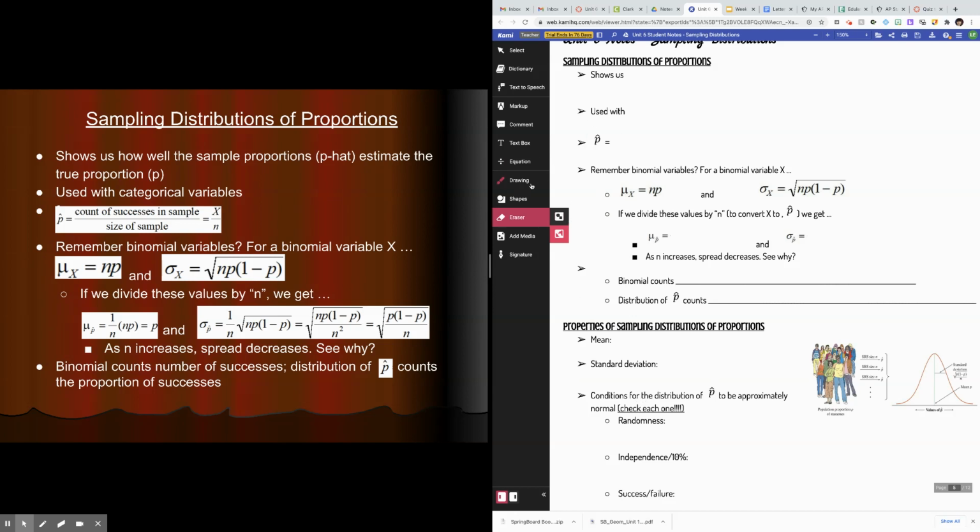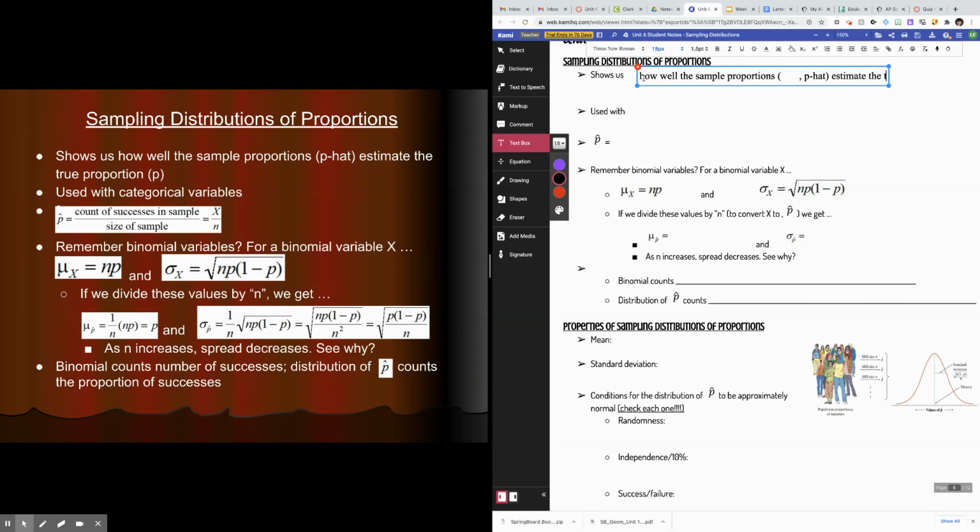Okay, so I'm hoping that you watched the first two videos in this section to get a general idea of what a sampling distribution is. This section mostly focuses on proportions. What sampling distributions of proportions do is show us how well the sample proportions, which remember are p hat, I'm leaving myself some space so I can write the actual symbol out for you, estimate the true proportion, which, remember, is represented just with a lowercase p.